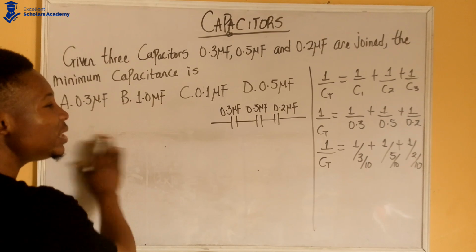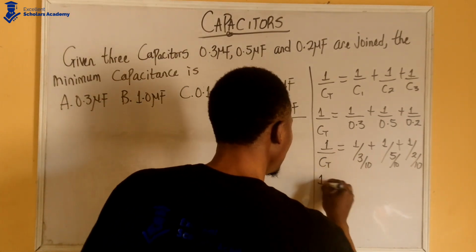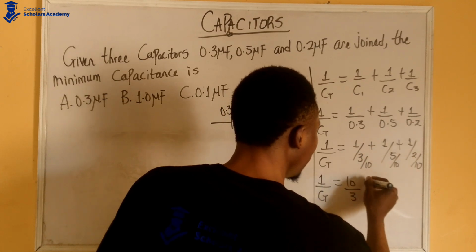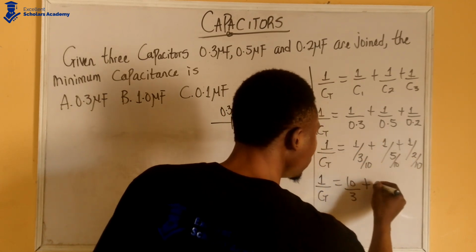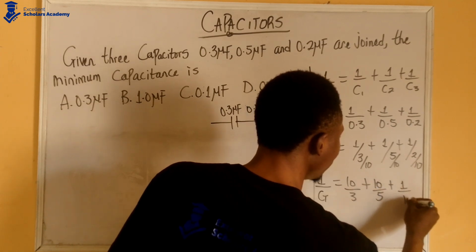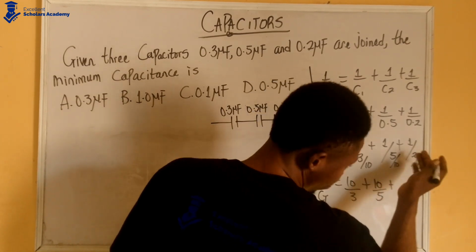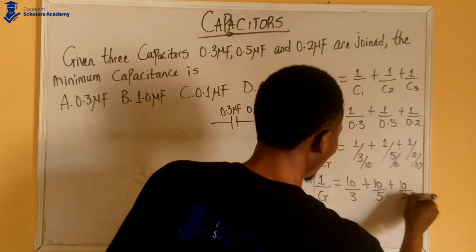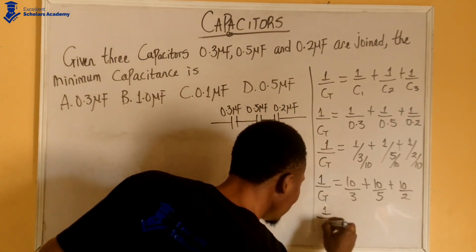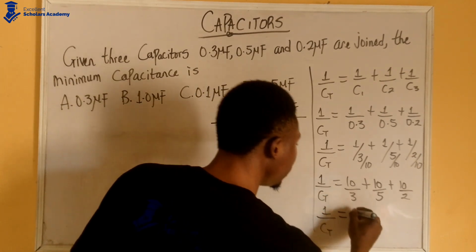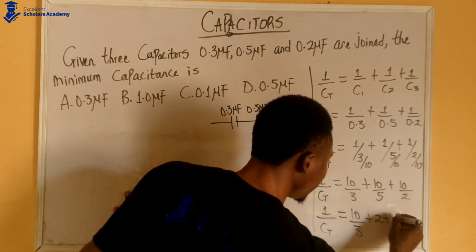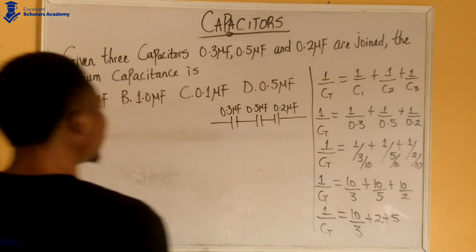Now, what does that mean? So, the inverse of 3 over 10 here is going to be what? 10 over 3. Now, the inverse of 5 over 10 here is going to be, because you are seeing 1 over, it's going to be 10 divided by 5. Plus, do the same here. It's going to be 1 over, sorry, it's going to be 10 divided by 2. That's what we're going to have there. So, now, from here, we're going to have 1 over Ct is equal to 10 over 3 plus 10 divided by 5, that gives us 2, plus 10 divided by 2, that gives us 5. 2 plus 5, that gives us 7.